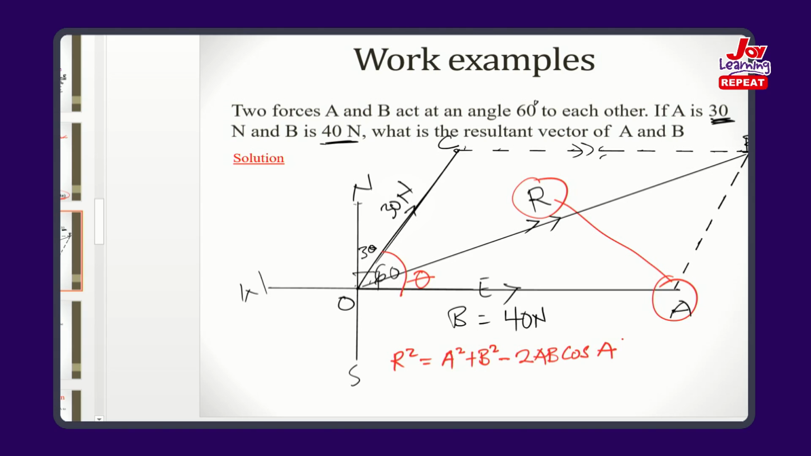From the cosine rule, our R squared is going to give us the sum of the squares of the two sides minus 2 times the two sides times cos of the angle opposite to the side we are calculating for. Now, this means that we need to find the angle at A. How do we do that?